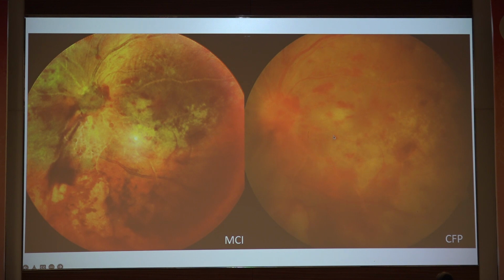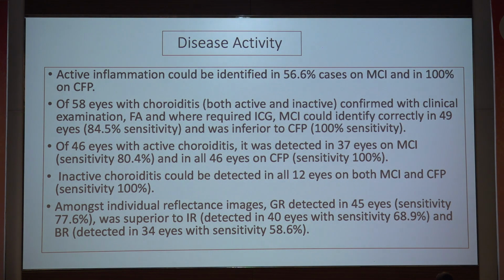Looking at this, we said, oh, this is retinitis, looks viral, because once you look at it, you know what you mean. The problem was not only in the identification of the depth, but also whether the disease is active or not. Very interestingly, we had 46 eyes with active choroiditis, and on color we said there was activity in 37, almost 100% on the standard color picture, but on MCI it was 80%. For inactive choroiditis, MCI was very good. The problem was with activity.